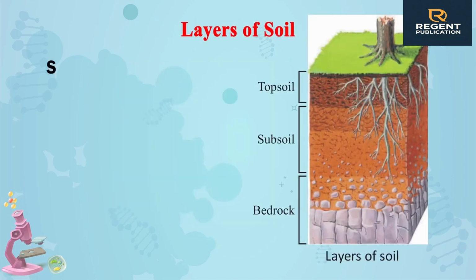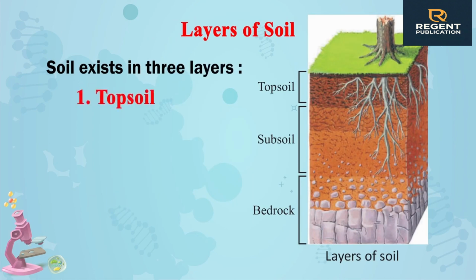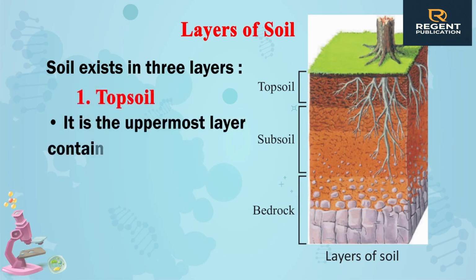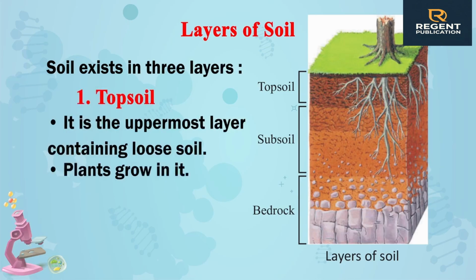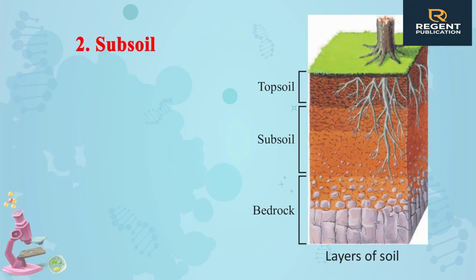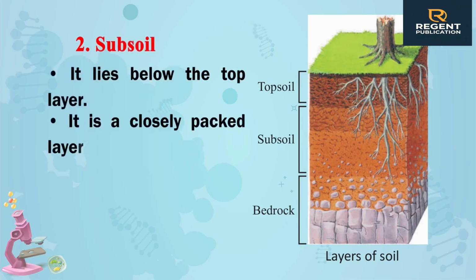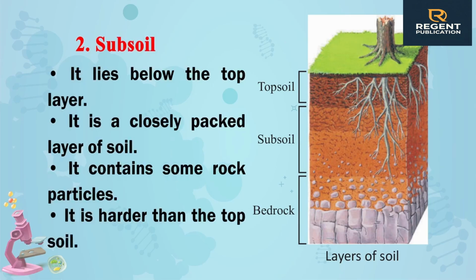Layers of soil. Soil exists in 3 layers. Topsoil. It is the uppermost layer containing loose soil. Plants grow in it. Subsoil. It lies below the top layer. It is a closely packed layer of soil. It contains some rock particles. It is harder than the topsoil.